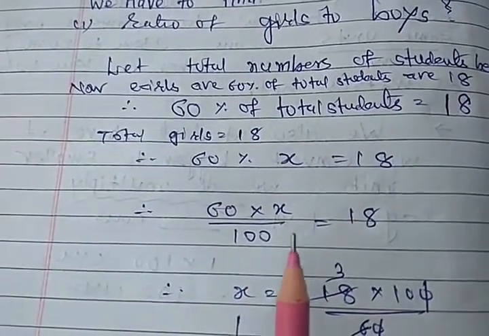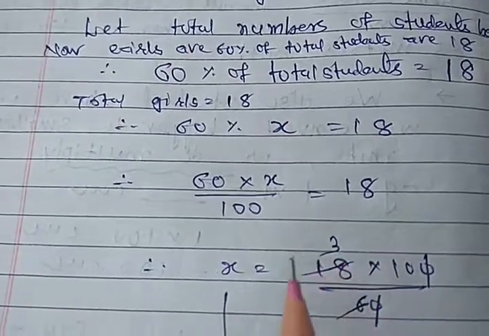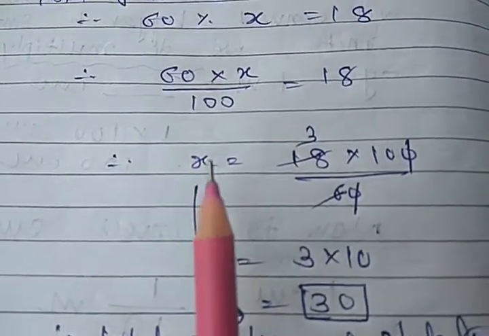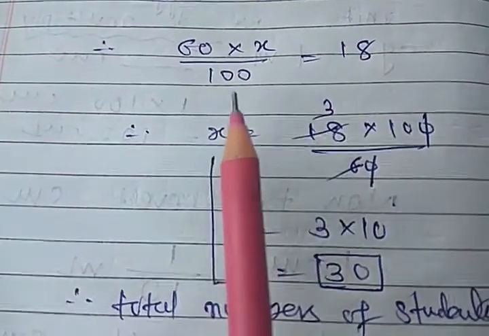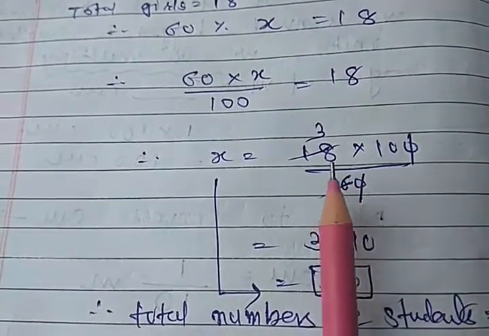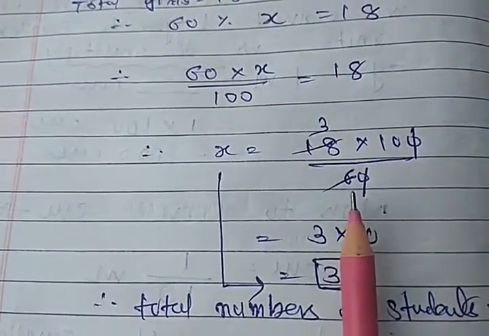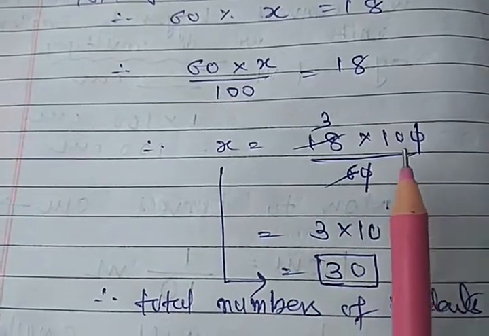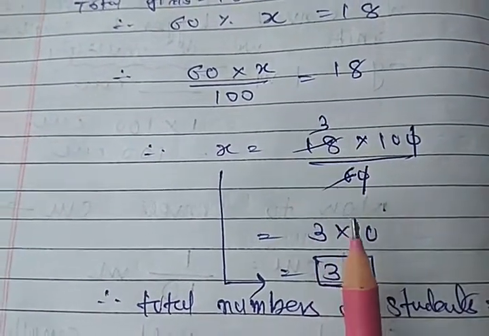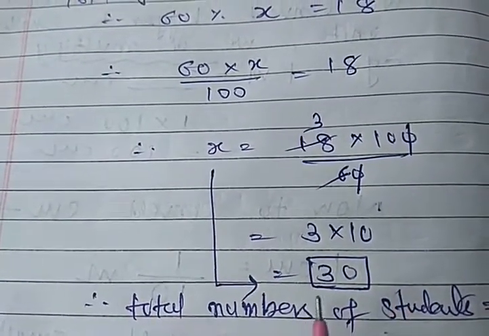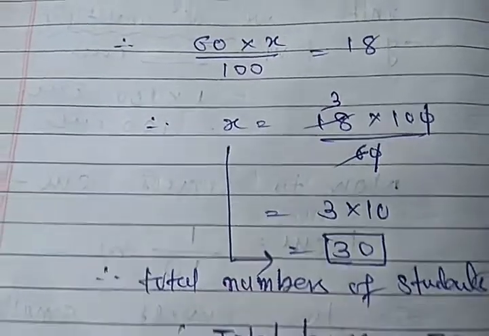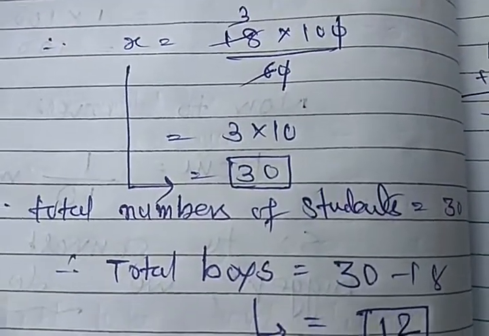So 60 multiplied by X upon 100 is equal to 18. Right? You see students, therefore X is equal to 18 into 100, upon 60. This division, when it goes to this side, becomes multiply. Here 0 0 cancels, 6 3s are 18, simple simplification. So 10 3s are 30 and the denominator 1 is there. So we write here 30. So the total number of students is equal to 30.